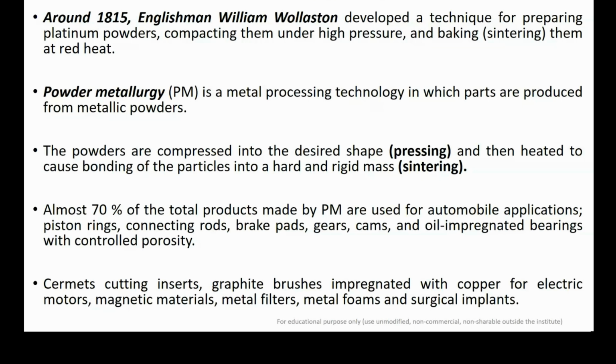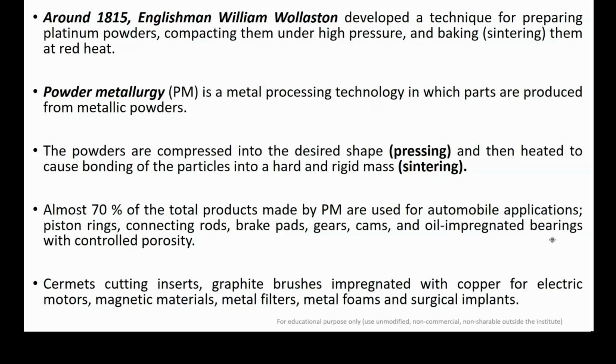We will discuss these oil impregnated bearings in the upcoming classes. Then again, we use this process to make cutting inserts, which are made out of cermet material. We have already discussed what a cermet material is, and it is also used to make graphite brushes, contact brushes in electrical motors, and magnetic materials. We also use this process to make metal filters, basically filters for filtering different types of industrial waste.